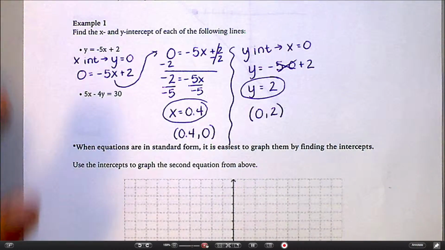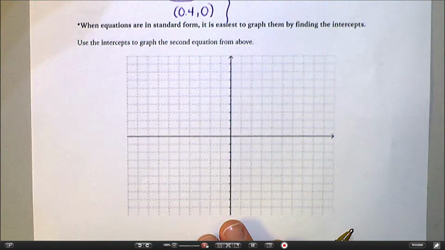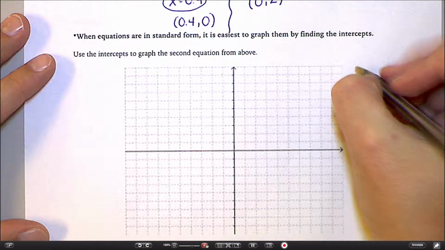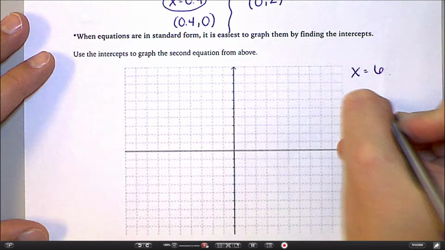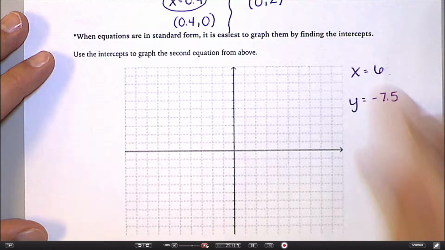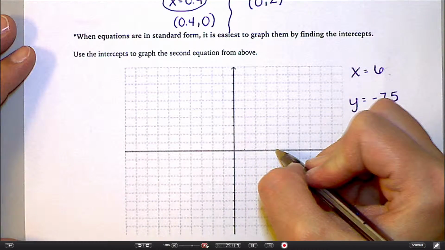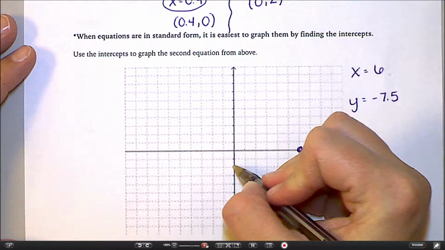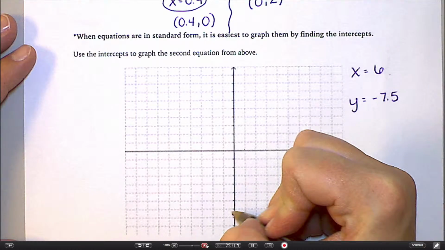Oh, look at that. I just did this. Use the intercepts to graph the second equation above. Okay, that's one we just did. So that's where we found our x-intercept to be 6, our y-intercept to be negative 7.5. I didn't realize that was on there. So I'm just going to do it more officially here. X equals 6 goes right here. Y equals negative 7.5 would be halfway between here and here.